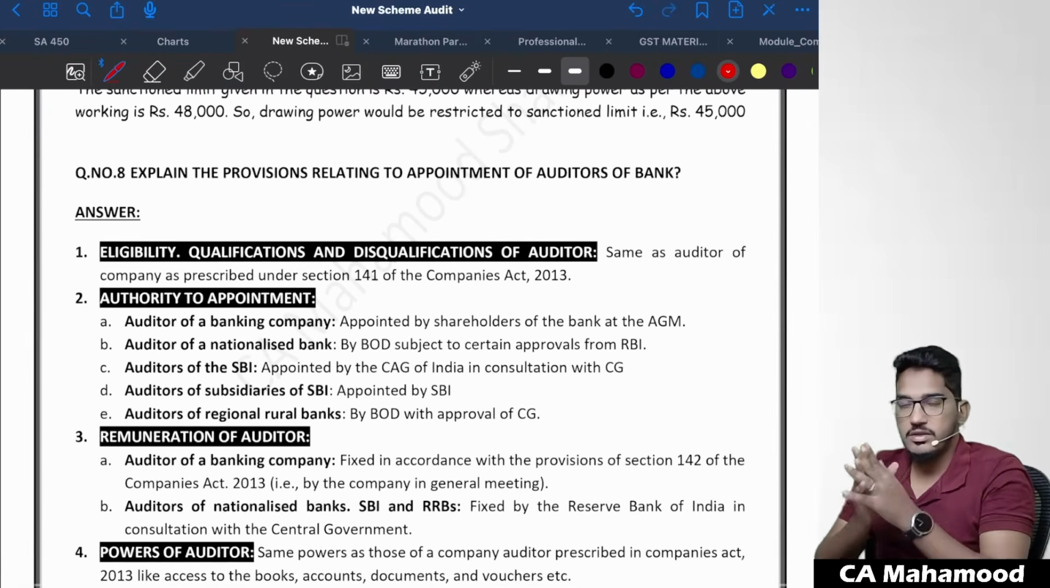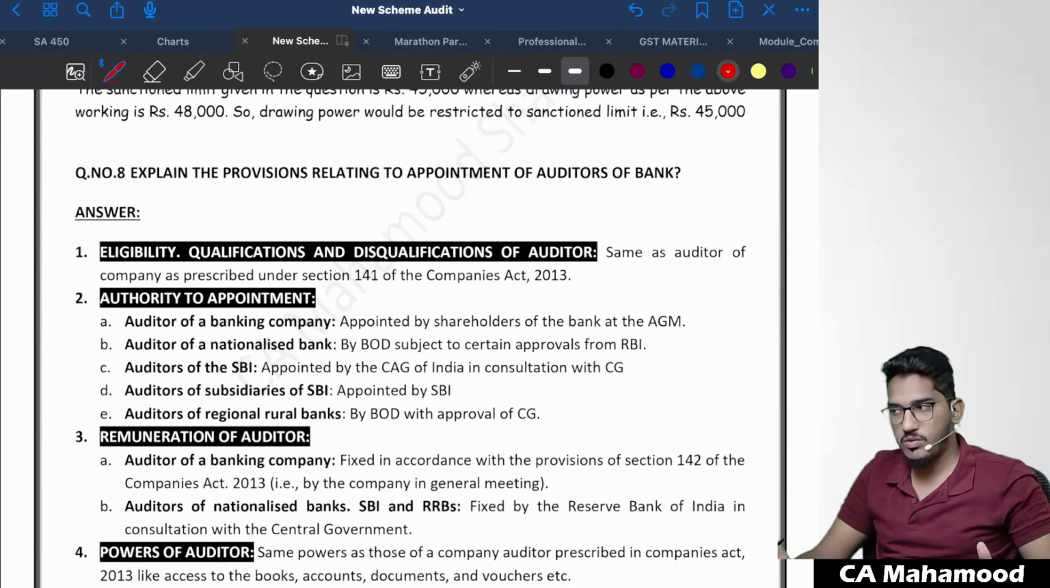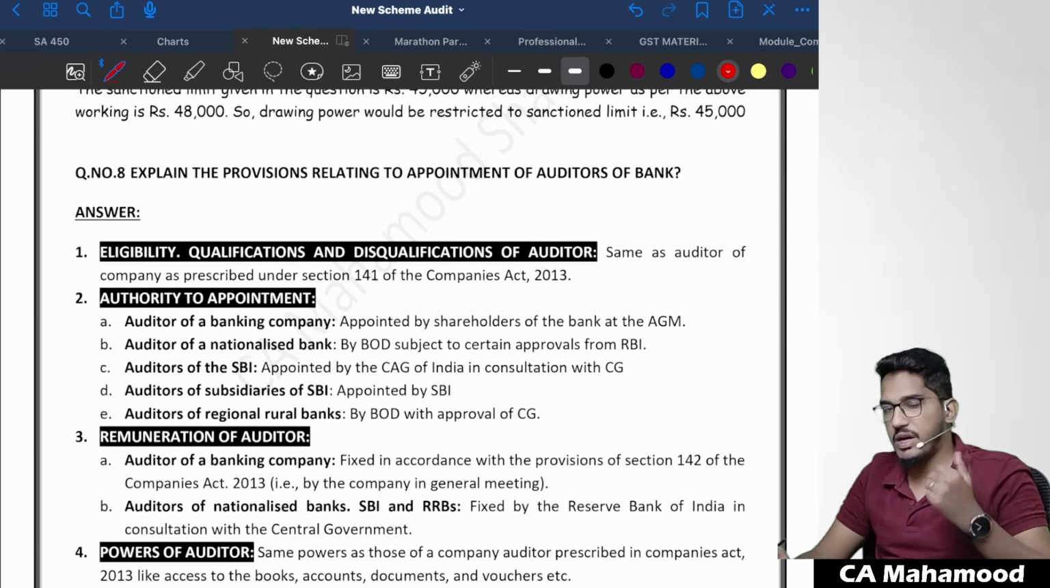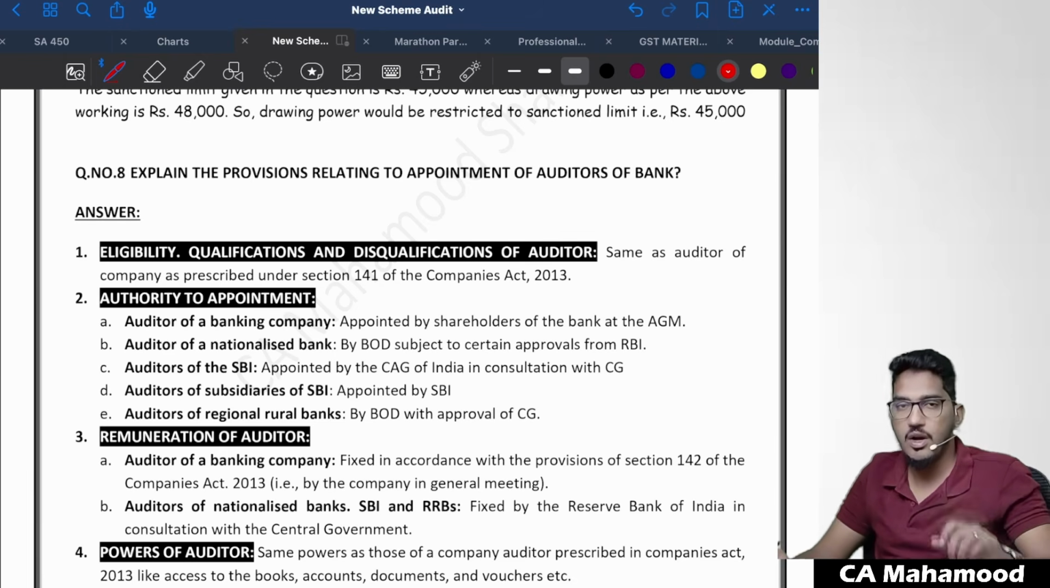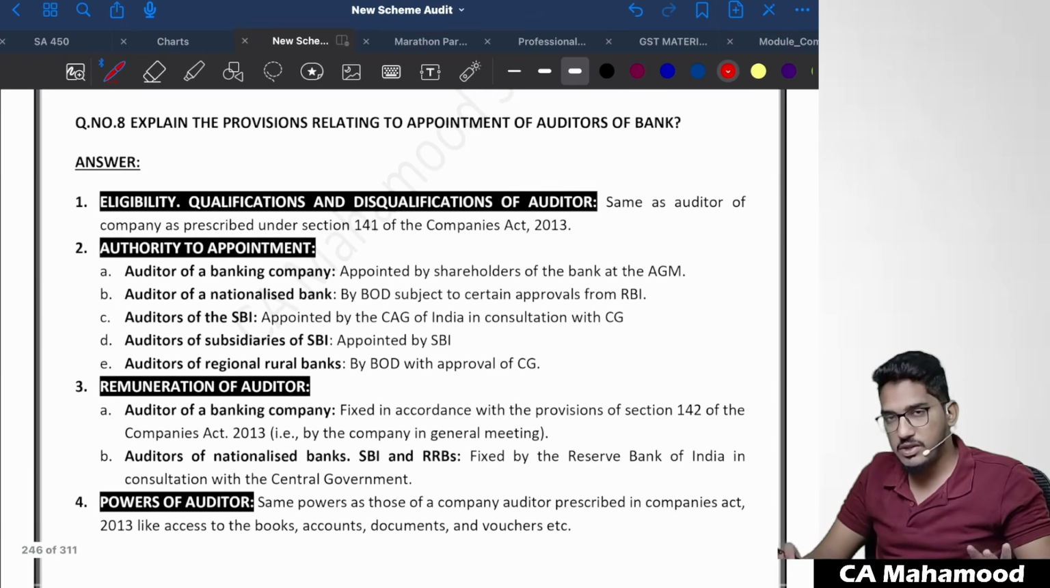Now, if you have observed, whatever questions we have seen till now are mainly talking about banks' operations. We did not talk much about the audit of the banks, even though the chapter title is audit of the banks. As I told you in the beginning itself, this chapter is going to talk very little about audit related matters. Mainly, it is going to talk about operations of the bank. So now, from question number 8, some audit related questions will be there.